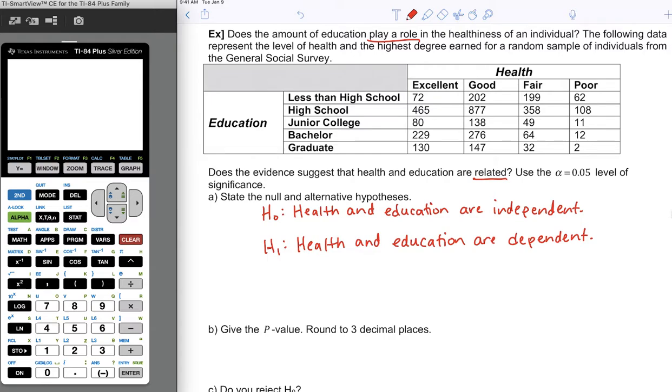So we want to enter this data into the calculator. Because it's a two-way table, we'll need to do that using a matrix. So you'll see in your calculator above this X inverse button, there's the word matrix. So we're going to go into that menu. So second, X inverse. And we want to edit matrix A, so we can enter this data in there. So go to matrix A and press enter.